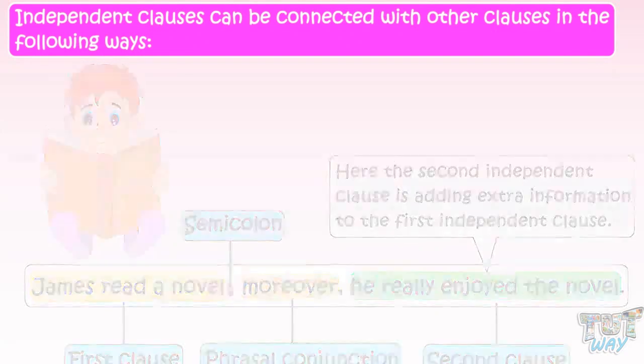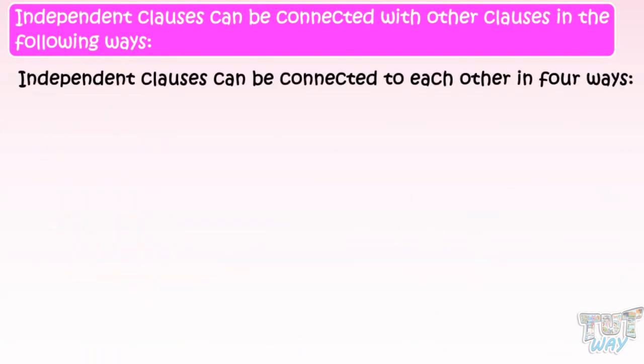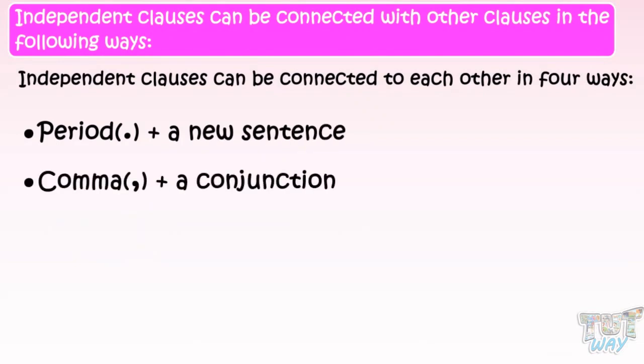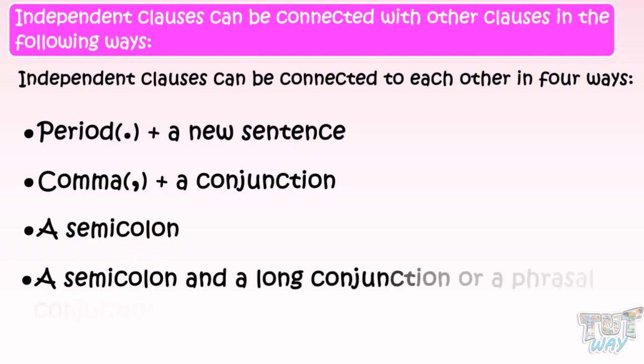So we learned that independent clauses can be connected to each other in 4 different ways. First is using a period. Second is using a comma and a conjunction. Then is a semicolon. And the fourth way is a semicolon and a long conjunction or a phrasal conjunction.